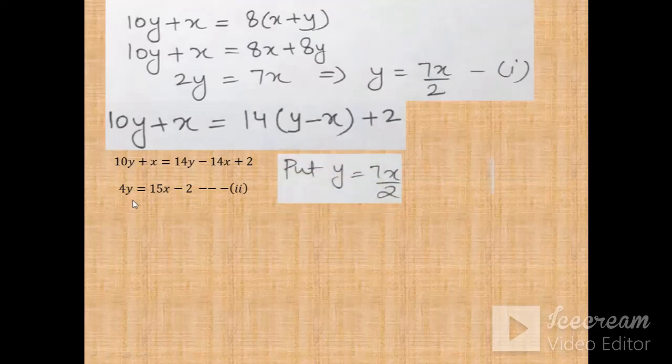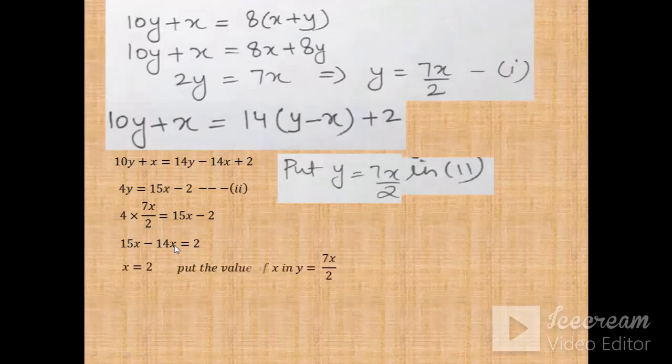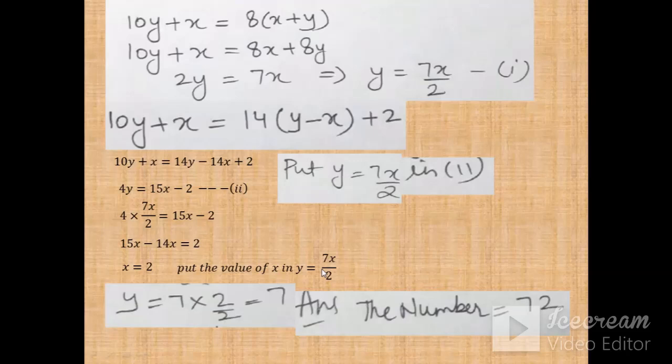Now we will put the value of y equal to 7x by 2 in the second equation. So we will get 4 into 7x by 2 equal to 15x minus 2, that is 2 into 2 is 4, 7 into 2 is 14. So from here x equal to 2. Now we will put the value of x in y equal to 7x by 2. So what is y? y will be 7 into 2 by 2, that is 7. So our answer, the number that has been discussed in this problem, is 72.